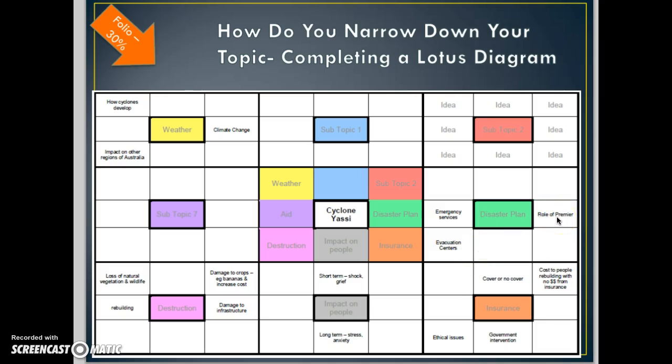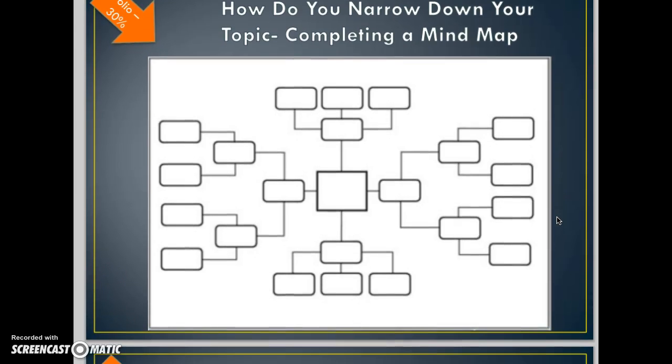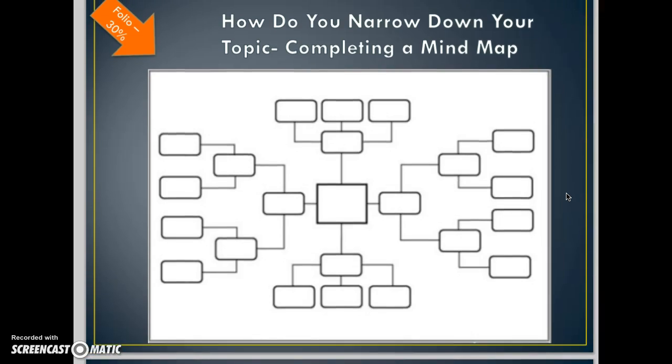So you can see how we've taken this very general topic, Cyclone Yasi, we've expanded it out into subtopics, and then we've looked at how the main idea is related to these subtopics. You can also do a mind map, which I'm sure you've all done before. You kind of have an idea of how that works.